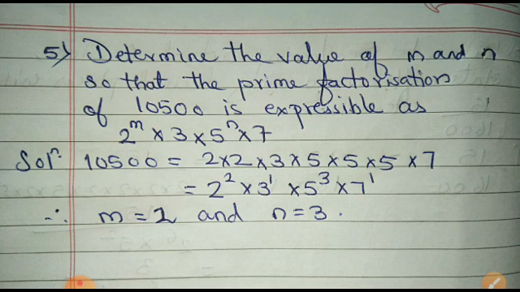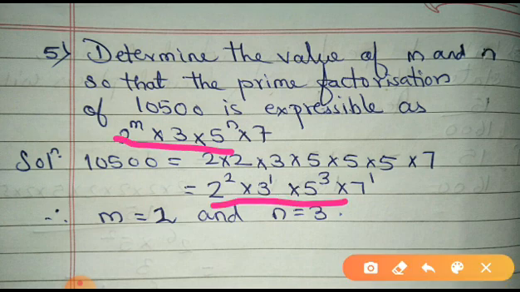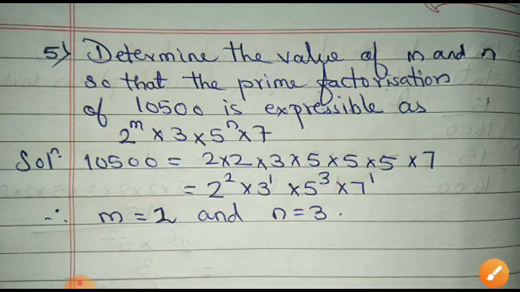Now just compare this and the one given to us. So the value of m will be 2 and the value of n will be 3. Okay, is that clear?